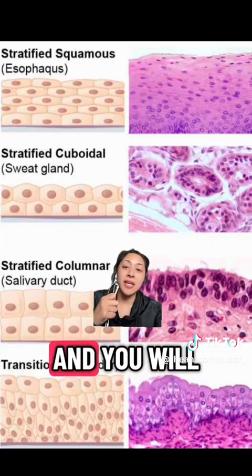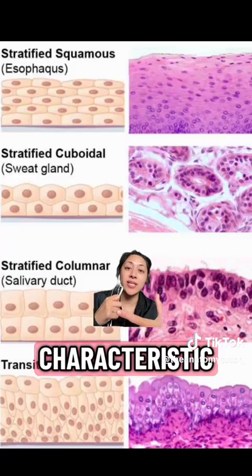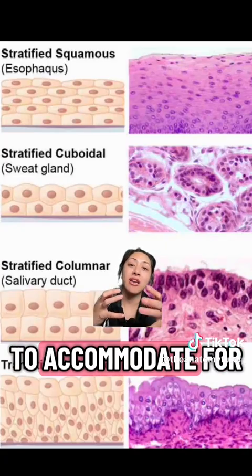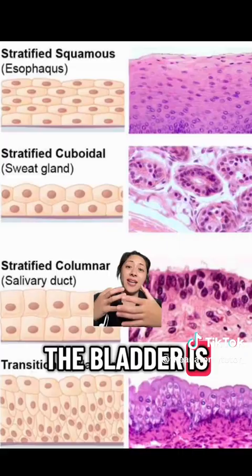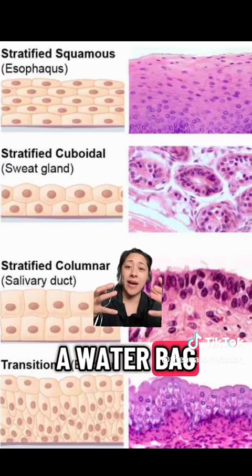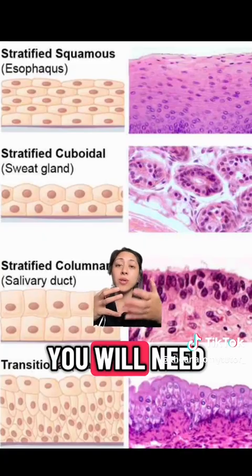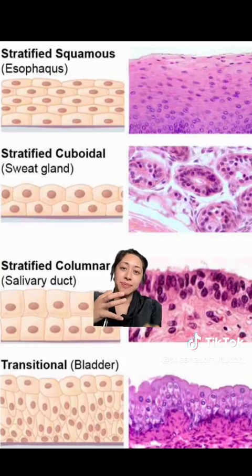This is not uncommon, and you will find this in the bladder because this transitional characteristic is ideal for areas where there's an expansion or a need to accommodate volume in the space. Since the bladder is essentially a water bag that needs to expand and accommodate urine, you will need specialized tissue that can serve that purpose.